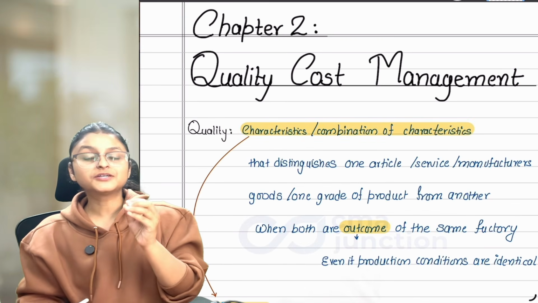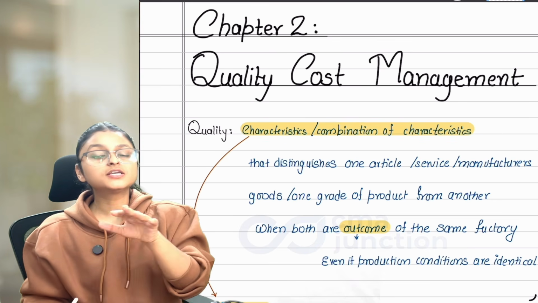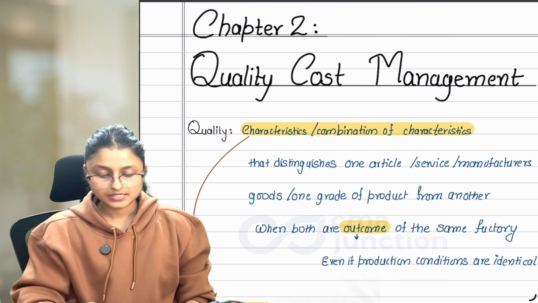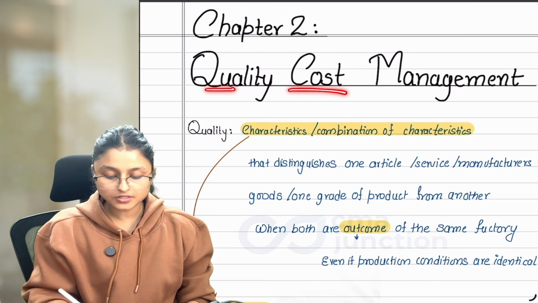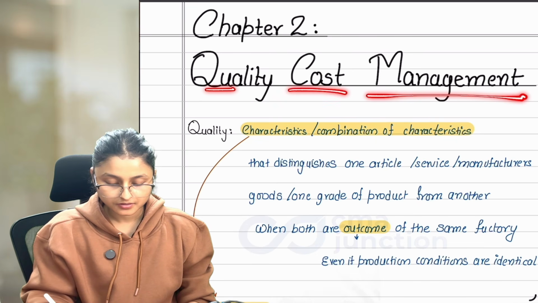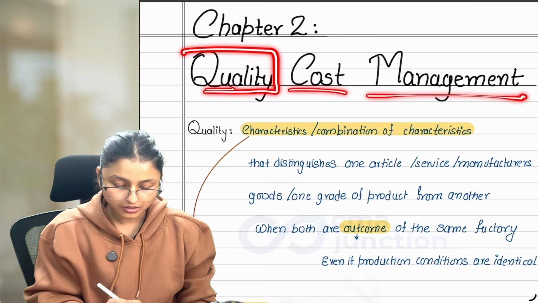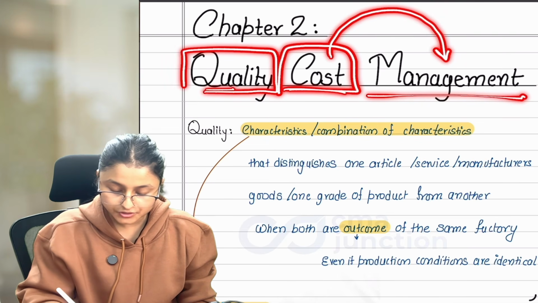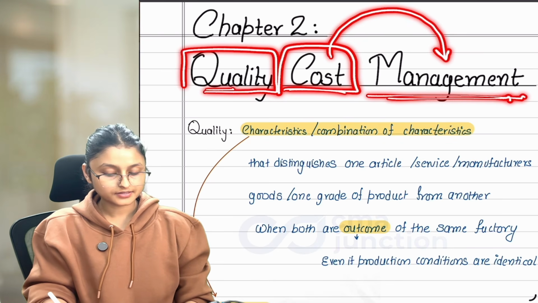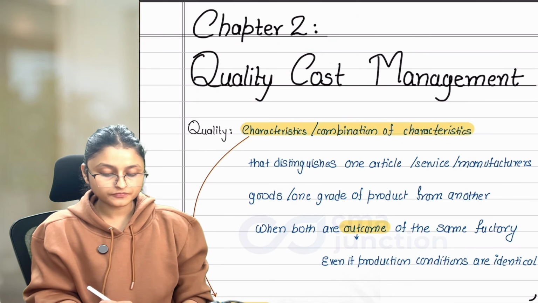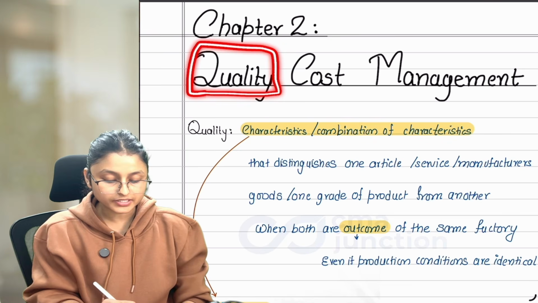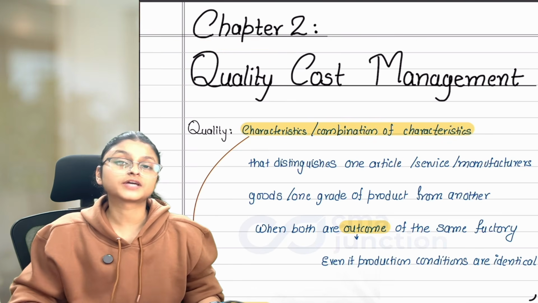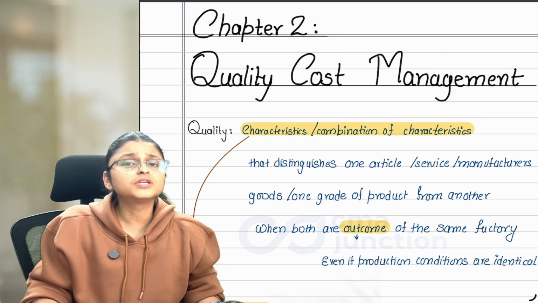Now let's start with today's chapter, that is quality cost management. Now look at the name. What does it say? It's a quality cost management chapter where we are going to focus on the cost of quality and how we are going to manage that quality cost, right? For that, we should first understand what quality means. Think about it. You might have used this word quality a lot of times. What does quality mean for you?